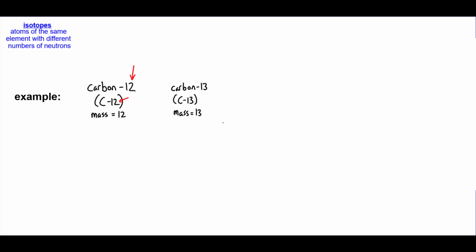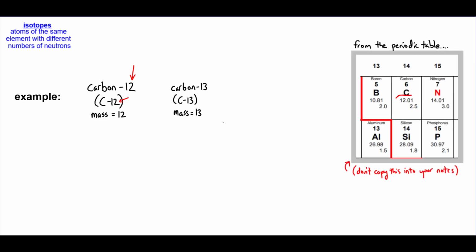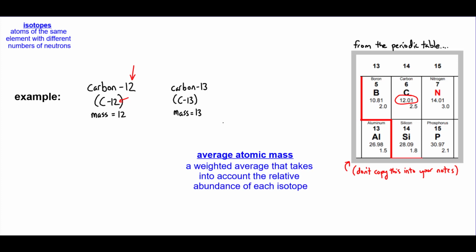But the issue we're going to explore today is why carbon's atomic mass on the periodic table, the average, is 12.01. You don't have to copy this periodic table into your worksheet, I'm just putting it up here for illustration. And so what we're going to learn about today is a concept called average atomic mass. And that's a weighted average that takes into account the relative abundance of each isotope.